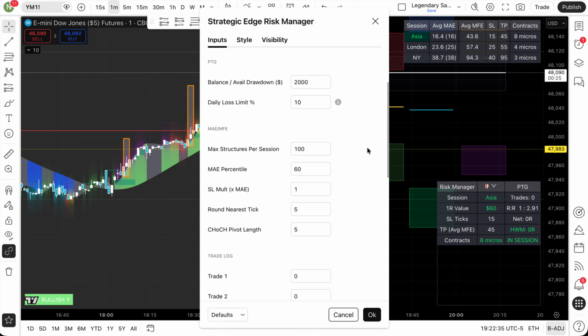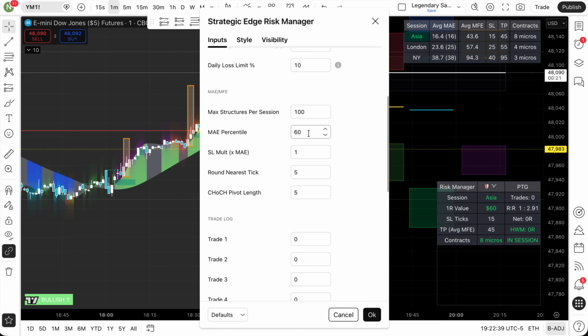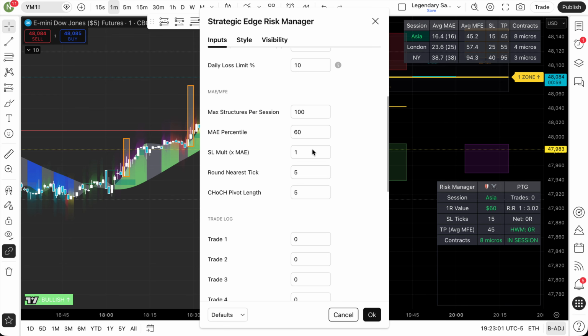Okay, so MAE percentile can be modified here. 60% I think is a really nice spot. If you want to live through 75% of all pullbacks, well, then you're just going to have to be prepared to have a bigger stop. That's all that means. But 60 is where I like to keep it.